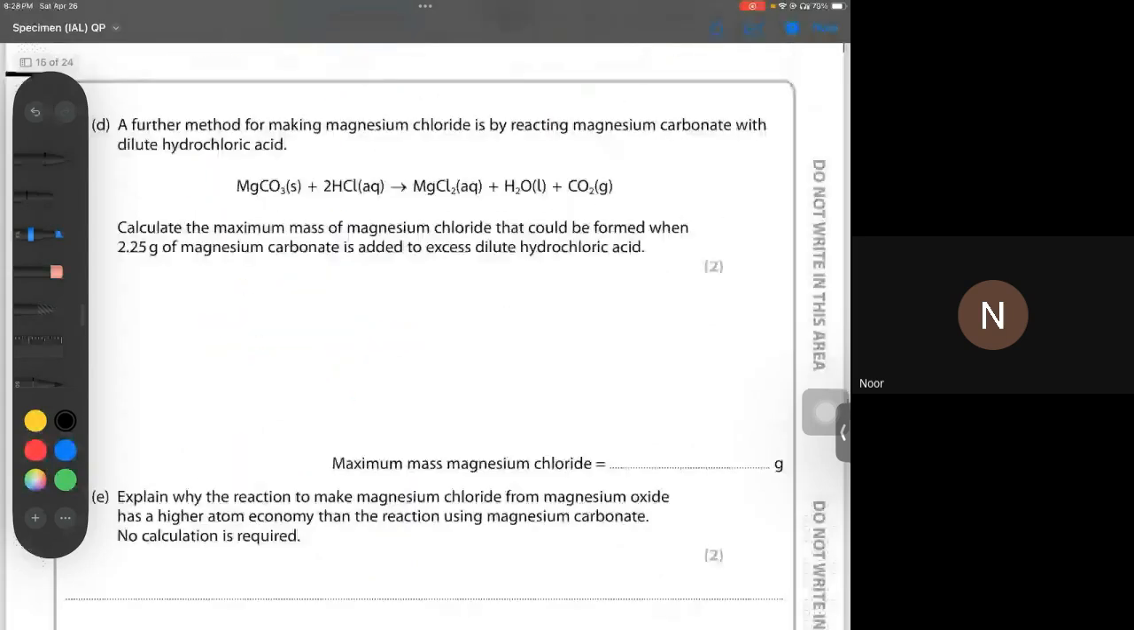A further method for making magnesium chloride is by reacting magnesium carbonate with dilute hydrochloric acid. Calculate the maximum mass of magnesium chloride that could be formed when 2.25 grams of magnesium carbonate is added to excess dilute hydrochloric acid. So they have given you the mass of magnesium carbonate. Magnesium chloride, that is this, and this is magnesium carbonate. Can you tell me the molecular masses of both?